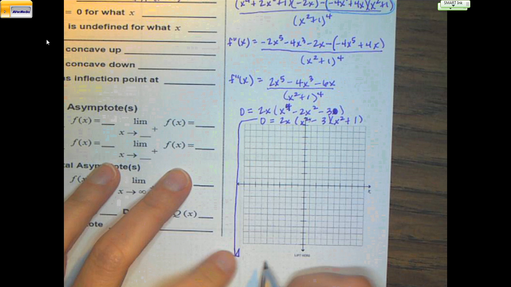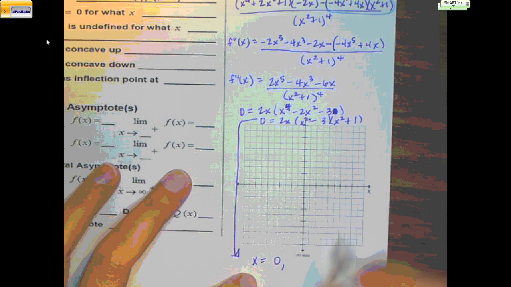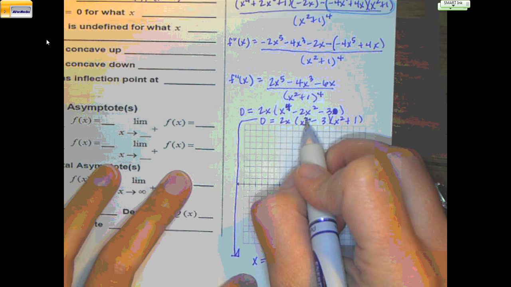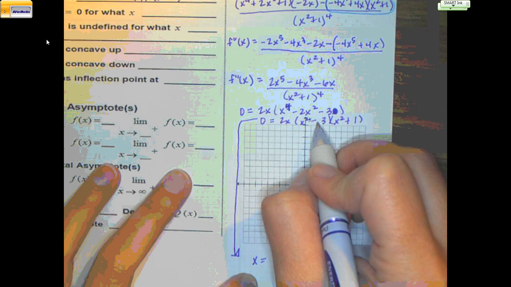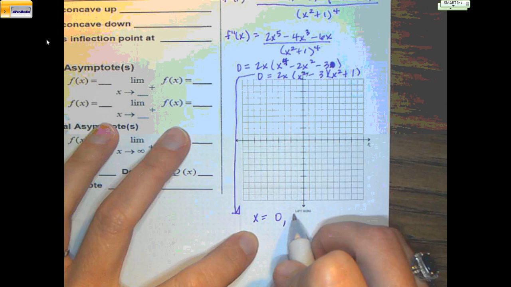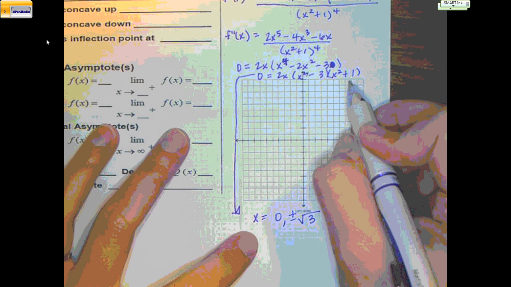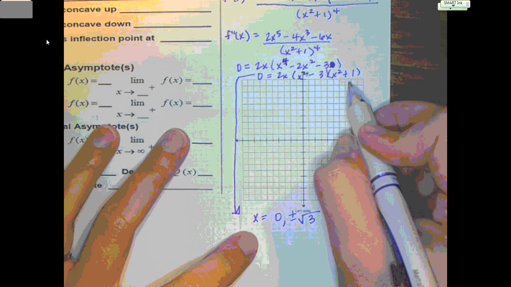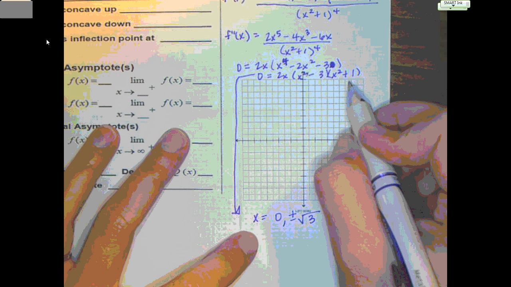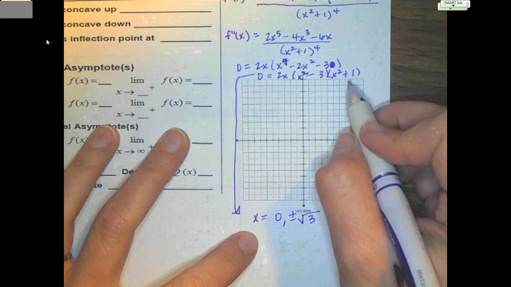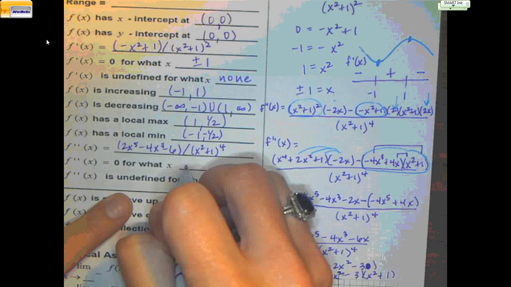My x has to be 0, or if you set x squared minus 3 equal to 0, what do you get? Good, positive and negative radical 3. Good job. And what happens if you set x squared plus 1 equal to 0? You get an imaginary number, right? So I think we're good. So the x's are 0 and positive and negative radical 3.